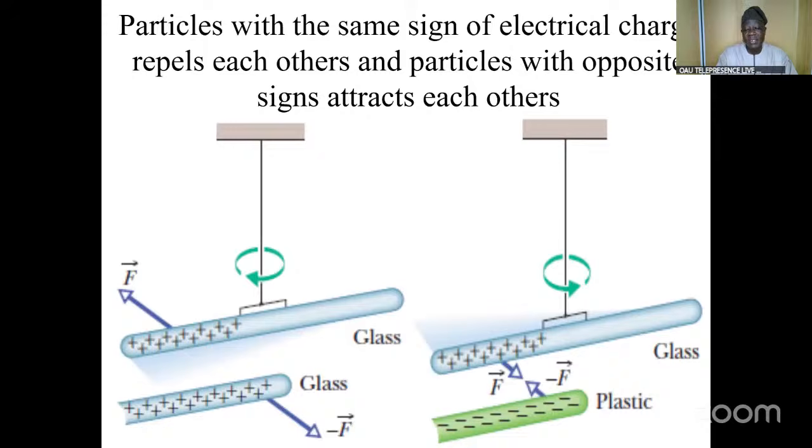Now this presents the diagram as it is. I'm just trying to illustrate with a diagram particles with the same sign of electrical charge. What happens to it? Particles with different signs, what happens to it? If you look at the first figure, something is clear about this figure.